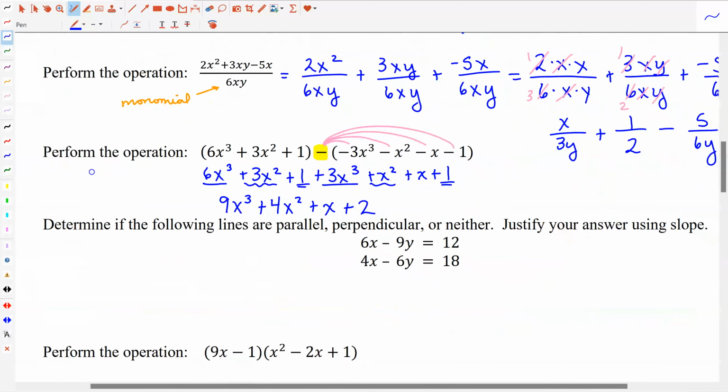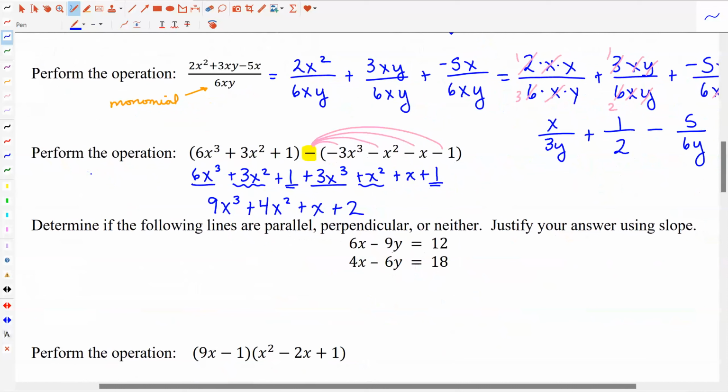On the next one, I was asked to determine if the lines are parallel, perpendicular, or neither, and we're going to answer this question by using the argument for slope. So if the lines are parallel, they're going to have the same slope. If the lines are perpendicular, that means that the slopes will multiply together to give me -1. And if neither one of those things are happening, then the conclusion is neither.